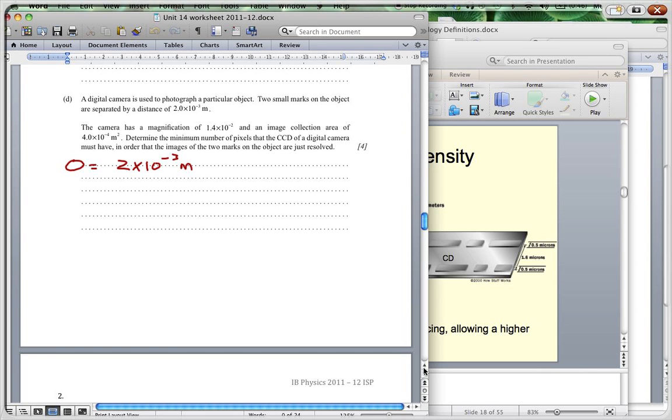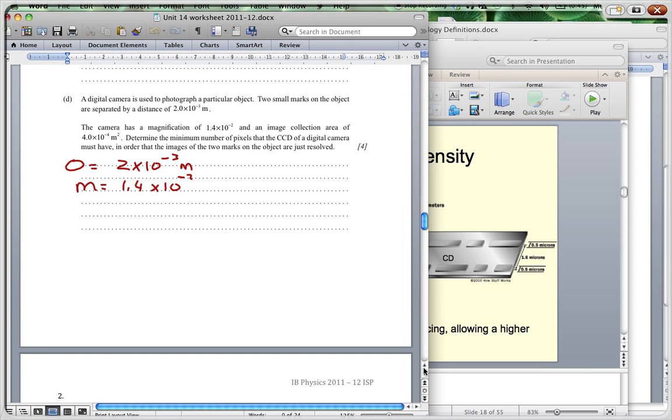And then it says the camera has a magnification of 1.4 times 10 to the negative 2. And the image collection area is 4 times 10 to the negative 4 meters squared. So that's where all the images are collected. Determine the minimum number of pixels that the CCD on a digital camera must have in order that the image and the two marks on the object are just resolved.